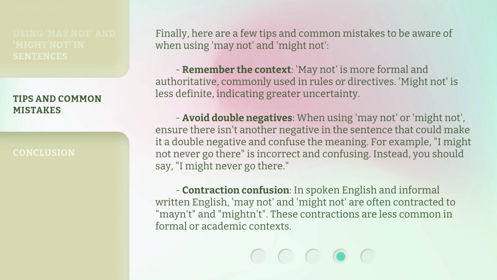Contraction confusion. In spoken English and informal written English, may not and might not are often contracted to mayn't and mightn't. These contractions are less common in formal or academic contexts.